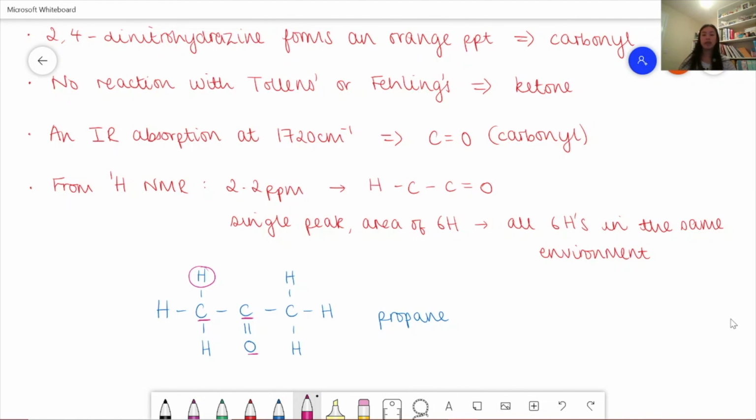And then finally, we do have a single peak with an area of 6 hydrogens because these 3 hydrogens are in the same environment as these 3 hydrogens. So we have 6 hydrogens in the same environment and producing a single peak because there's no hydrogens on this carbon here.